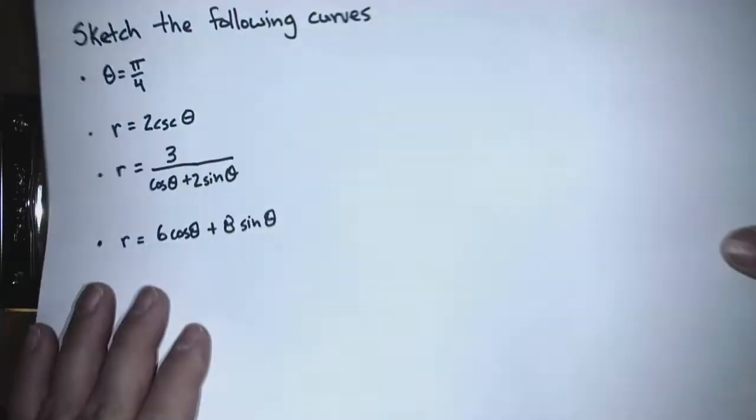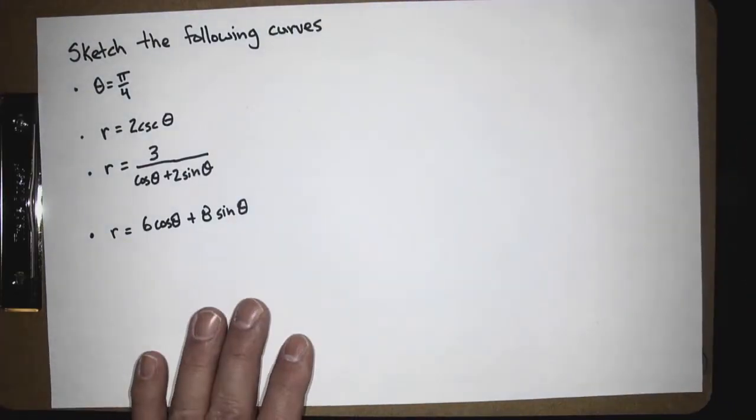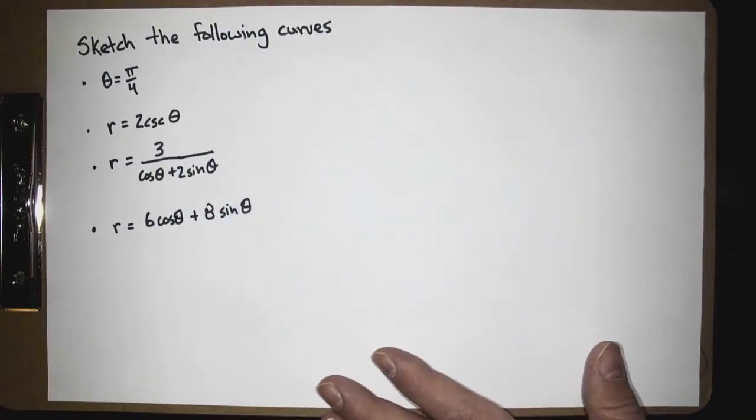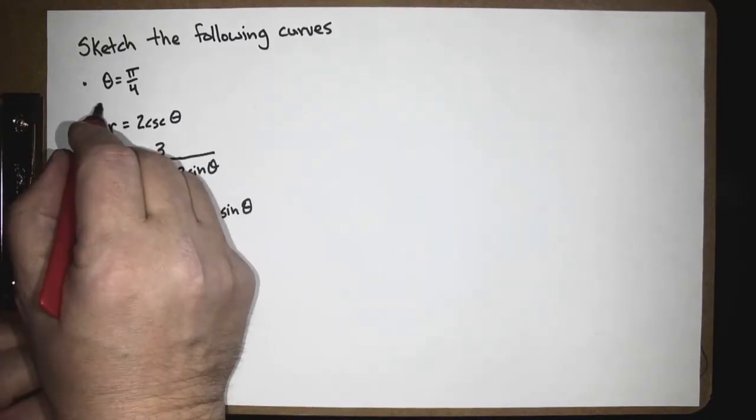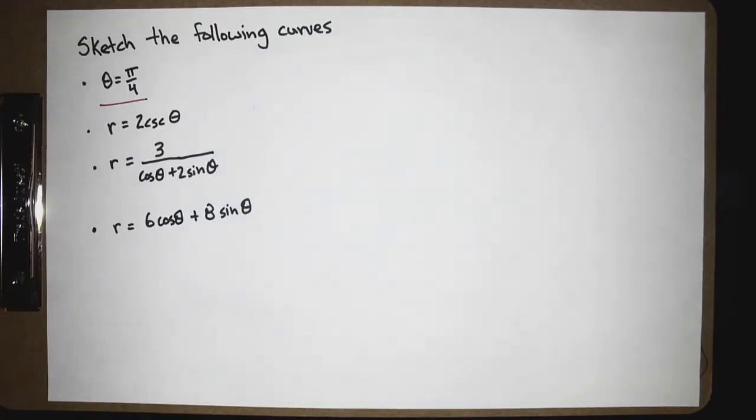Now we will talk about some problems. Sketch the following curves. These are polar coordinates. So we're in the plane. Theta equals pi fourths. Now, we see theta. What don't we see here?